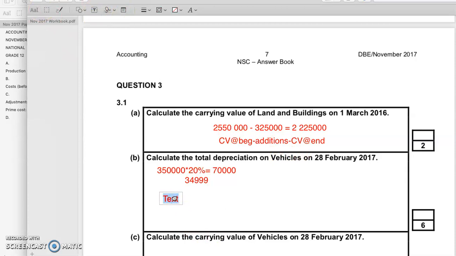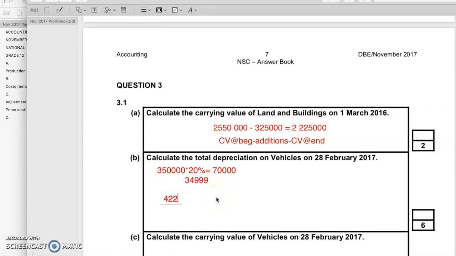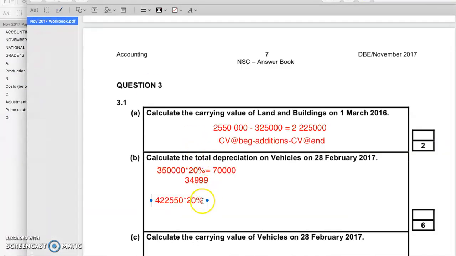Now we have to calculate depreciation on the addition. Our addition cost 422,550. We know that it's calculated on cost. Don't forget that we bought this vehicle on the 1st of September, which means we are only calculating depreciation for 6 months: September, October, November, December, January, and February. So this is the depreciation on the new vehicle, and it should give you 42,255.